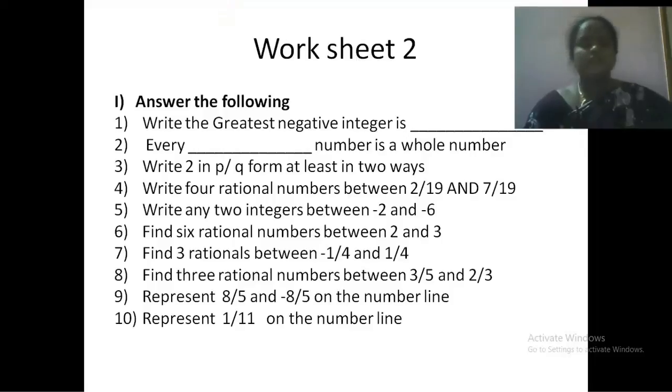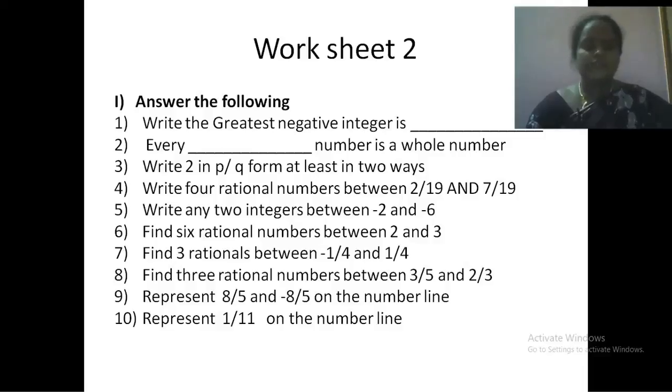Children, take today's homework, note it down in your notebook, and write the answers. First question, the greatest negative integer is dash. Second one, every dash number is a whole number. Third one, write 2 in p by q form in at least 2 ways. Fourth question, write 4 rational numbers between 2 by 19 and 7 by 19. Fifth question, write any two integers between minus 2 and minus 6.